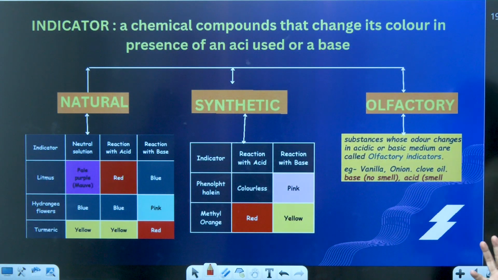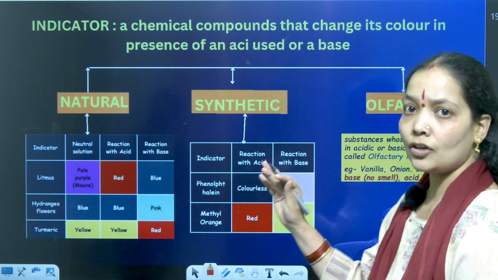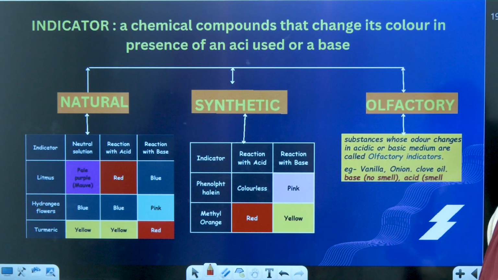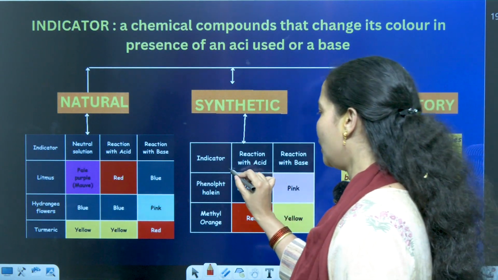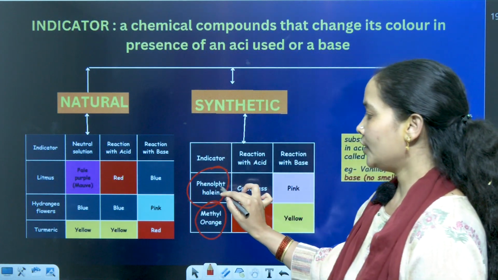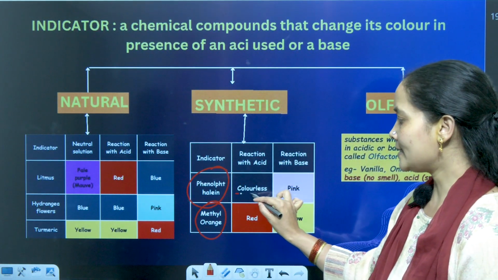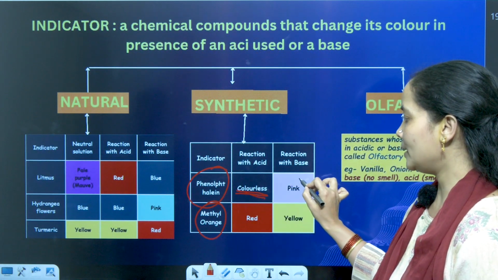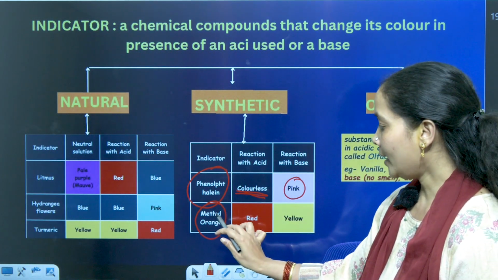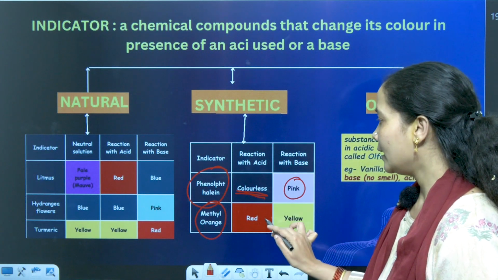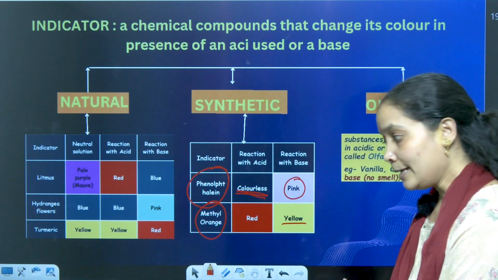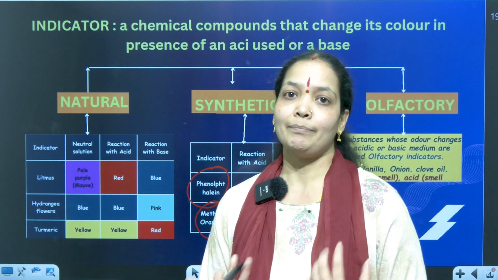The second type of indicator is called a synthetic or artificial man-made indicator. Man-made indicators are of two types. First, phenolphthalein. Second, methyl orange. If I pour phenolphthalein in an acid, it will stay colorless. If in a base, it will turn pink. Same with methyl orange. If I pour methyl orange in an acid, it will turn red, and in a base, it will turn yellow. So the colors are described here. Try to identify them and memorize them.